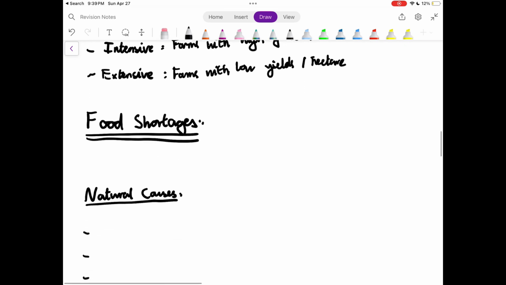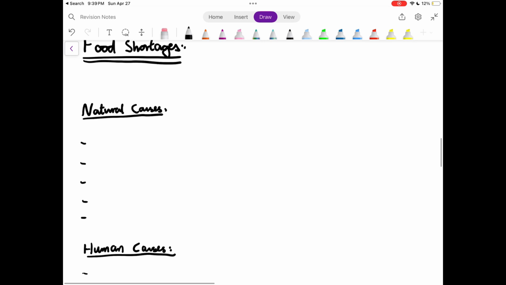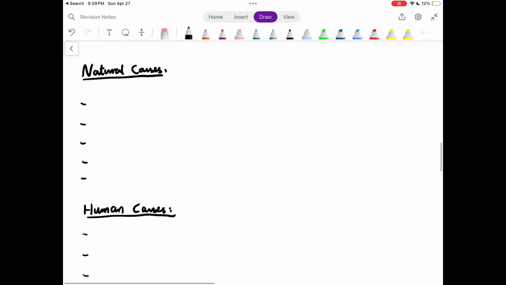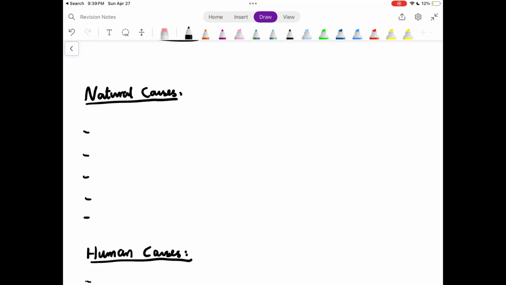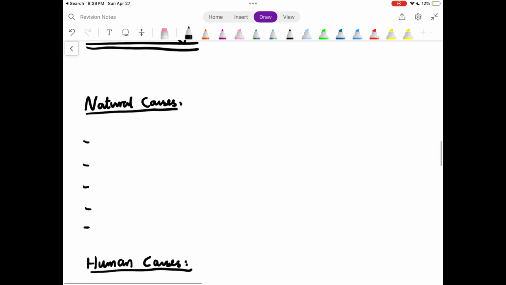Okay, so now we're going to be moving on to food shortages, and you need to know the natural causes, the human causes, the impacts of them, and solutions. So we're going to be first working our way through the natural causes. So natural causes of food shortages include drought, because there is extreme dryness, so crops cannot grow, and therefore there will be food shortages.